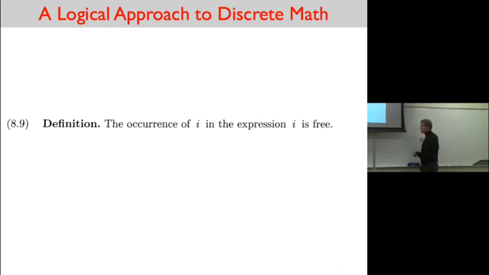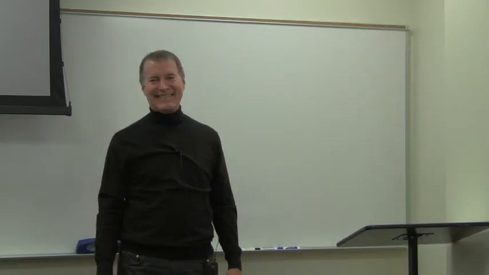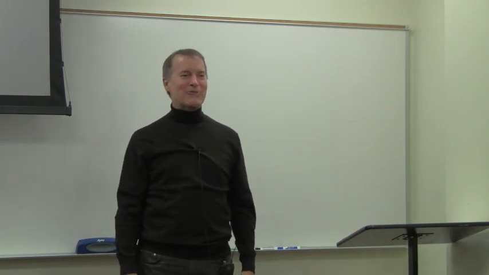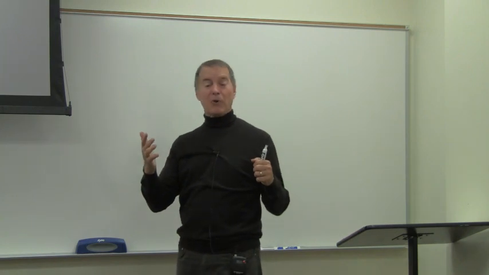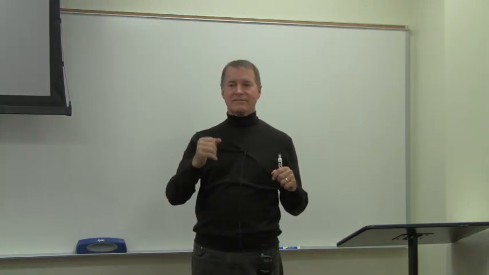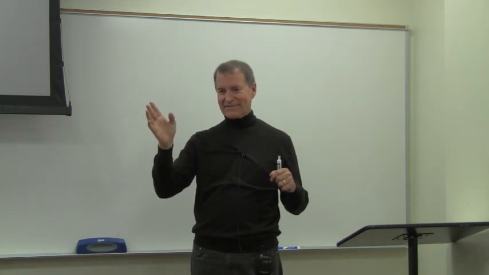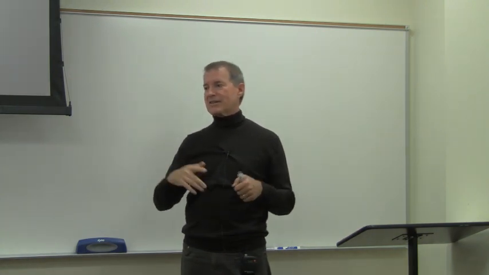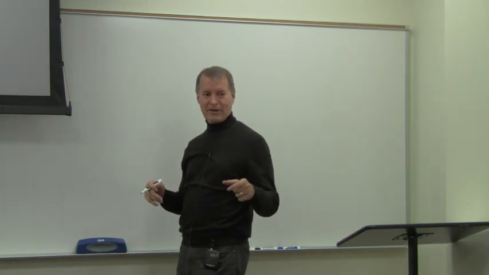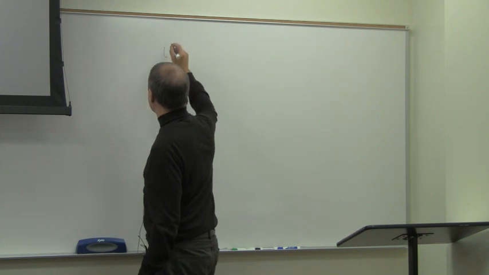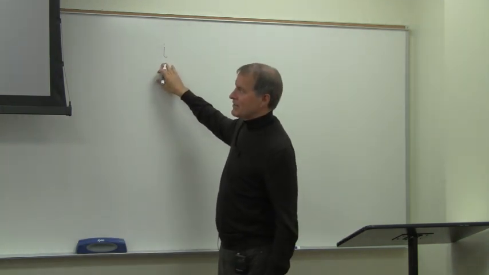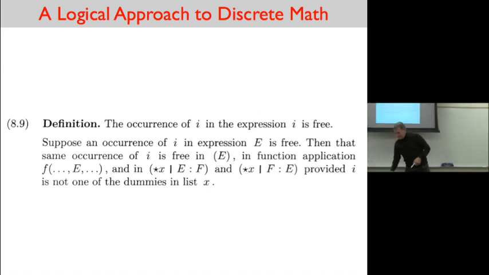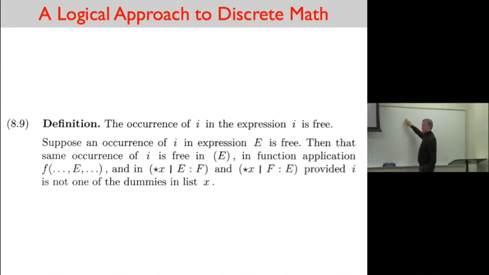Okay? So what's the definition of an expression? A variable or constant is an expression. Then unary prefix, binary infix. Okay, so anyway, here, that's a variable, right? So the occurrence of I in the expression is a free variable. This I by itself is a free variable.